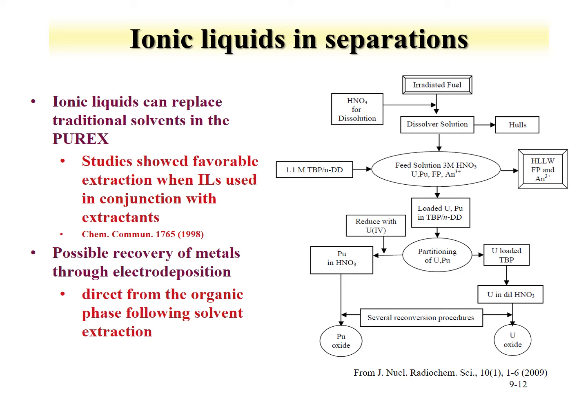One can also extend this so that you can possibly recover metal ions from a separation that has ionic liquids through electrodeposition. This reference here shows a flow sheet that has been proposed for using ionic liquids that is fundamentally similar to the PUREX process, but that also includes separations of the uranium and the plutonium using an ionic liquid. And there are a number of different conversion procedures that can be exploited with this system.